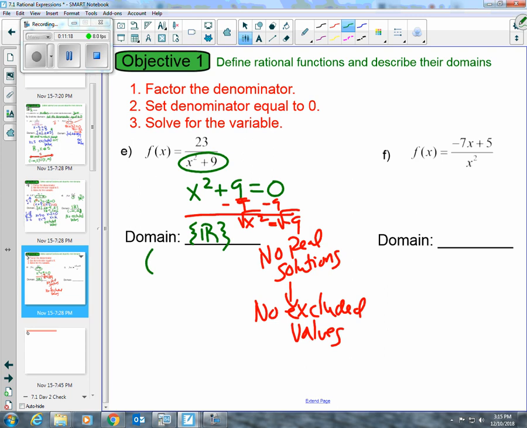So just because you see a fraction doesn't mean you're going to have an excluded value. Often you will, but not always. And in this case, we don't because there's nothing that I can plug in there to make it 0. Okay, let's finish up with this one. Just trying to give you some different looks here.